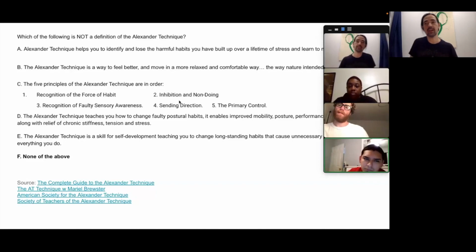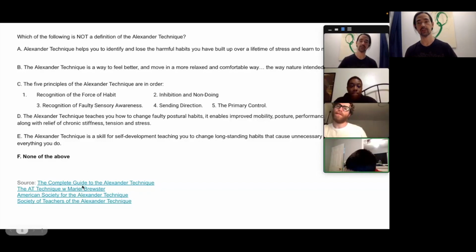And then the inhibition and non-doing: oh, I'm doing it again, so I'm going to inhibit my upper trap. I'm going to inhibit my shoulder from elevating. Inhibition. And then non-doing, instead of this, which would be doing, right? Holding it down with my hand, contracting my lats or contracting my pecs to keep my shoulders down, that would be doing. Instead, I'm going to not do. Recognition and inhibition.